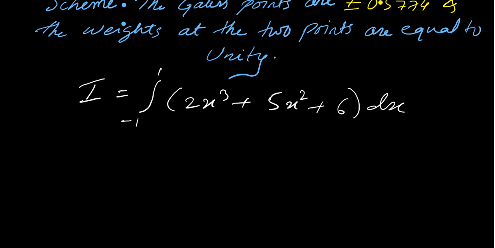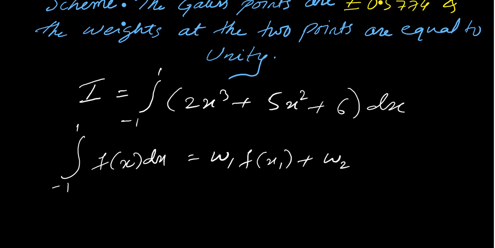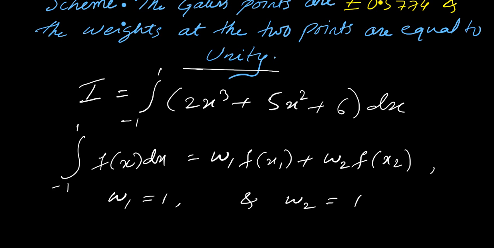As we know, in the Gaussian quadrature method the integral of f of x dx is equal to w1 f of x1 plus w2 f of x2. This is for the 2-point scheme. Here in this problem, the weights w1 and w2 are unity, which means w1 is equal to 1 and w2 is also equal to 1.